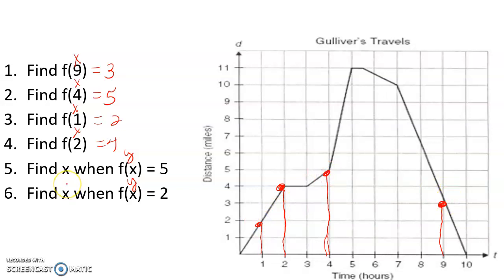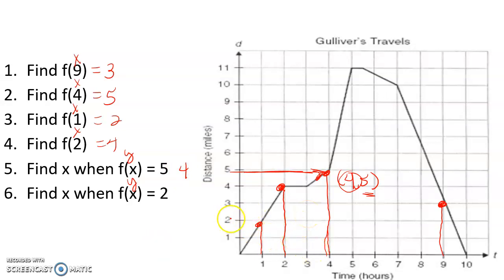Again, when it says find x, that's what I need. Well, on a graph, we only have two options, x or y. So f of x equals 5 means y equals 5. So I'm going to go to 5 on the y-axis and look across. There's my point. That point is at 4, comma 5. I already have the 5, so that means I need the 4. Find x when f of x equals 2. I'm going to go on the y-axis to 2.